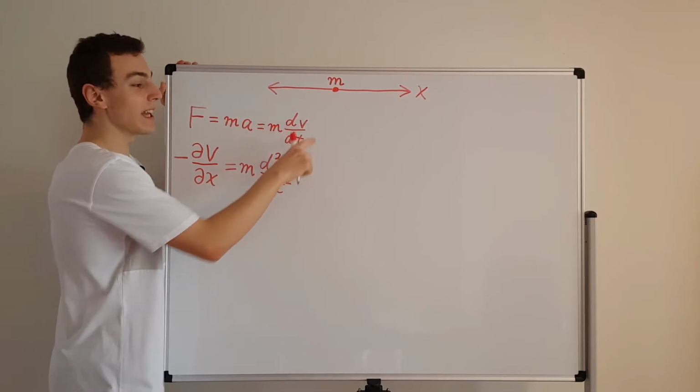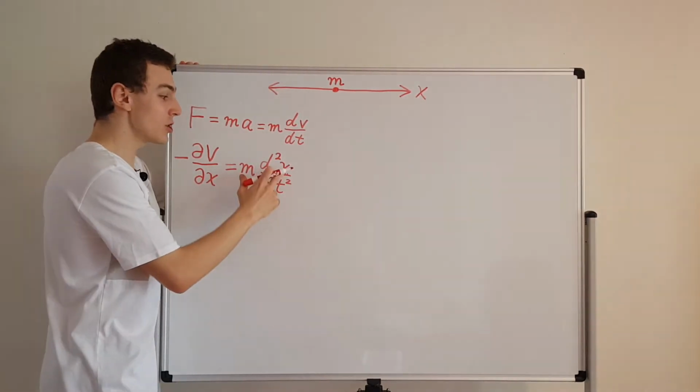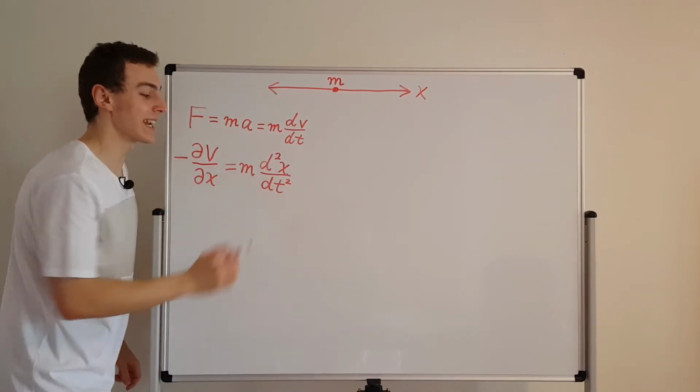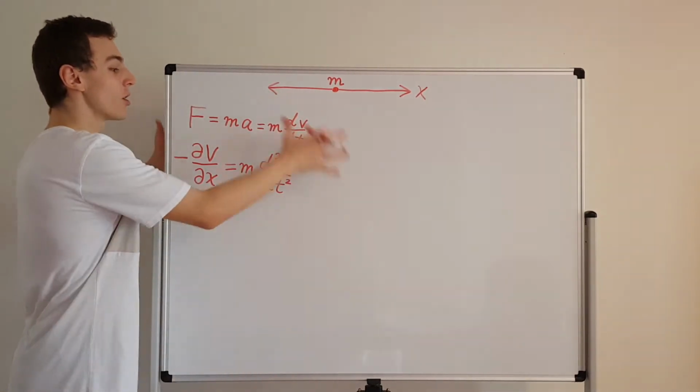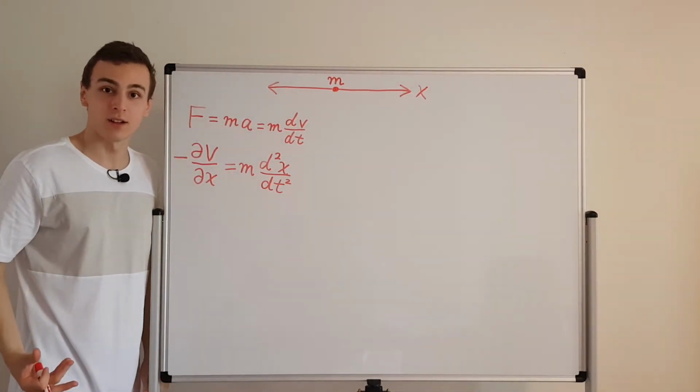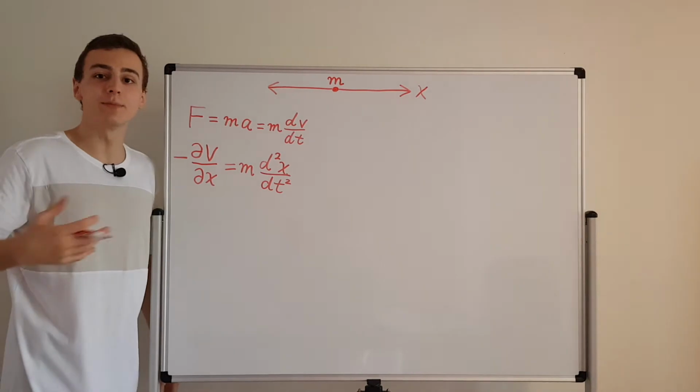And because velocity is just the time derivative of position, we can just open that up and repackage it as the second time derivative. So that is what this is saying over here. We now have a differential equation, right? And to solve a differential equation, we need some initial conditions.